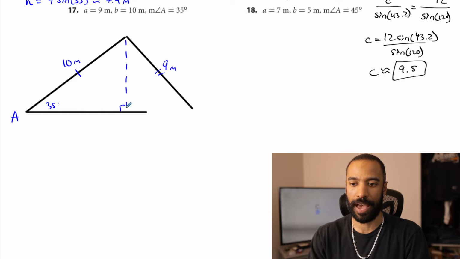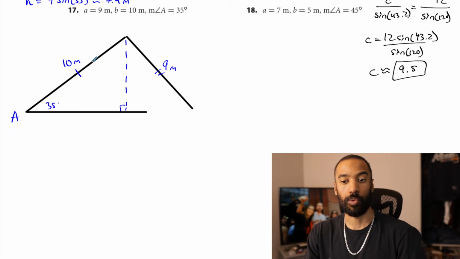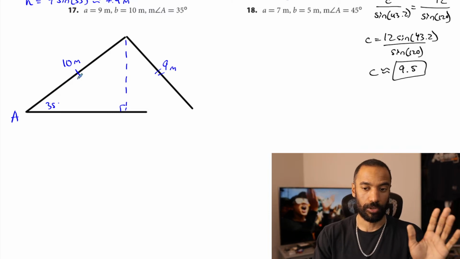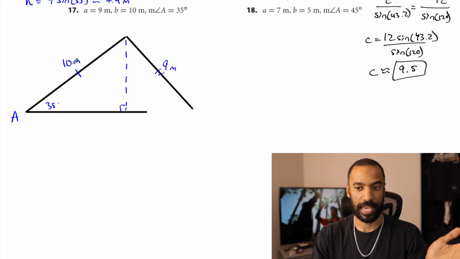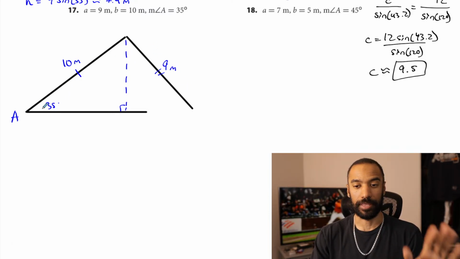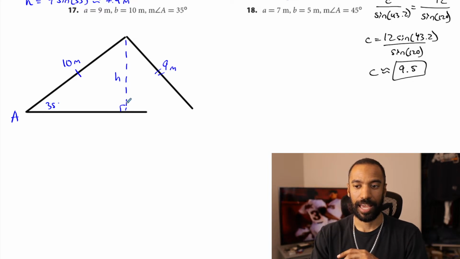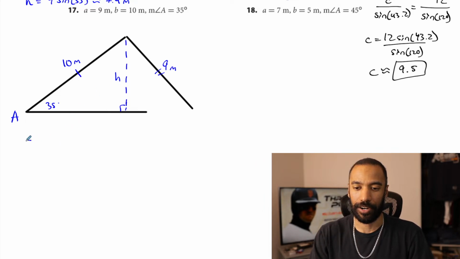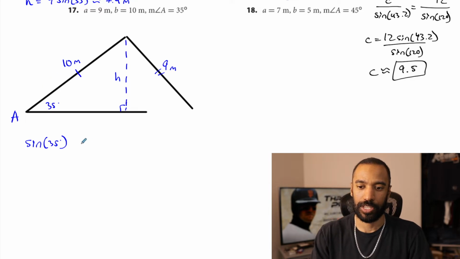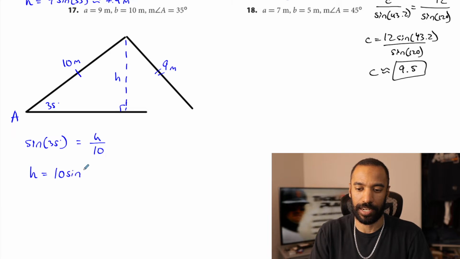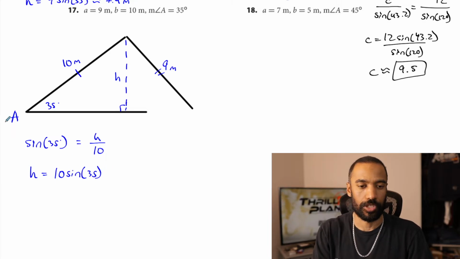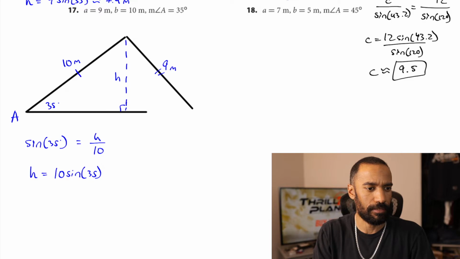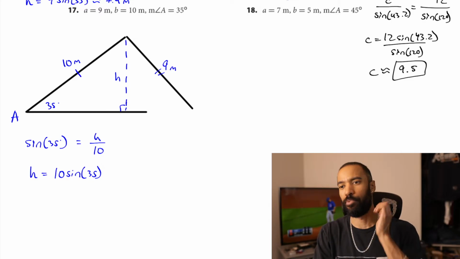And remember, the altitude matters if this angle is acute. If it's a right angle, or if it's an obtuse angle, the only question is, is this 9 more than 10? It's not, but that doesn't matter when it's acute. What matters is how long this height is. As long as the height is shorter than the 9, then we can reach with 9. So the height here, again, we use sine of 35. Imagine this right triangle right here. Sine of 35 is h over 10. So h is 10 times the sine of 35. So let's figure out what that is. 10 times sine of 35 is 5.73.